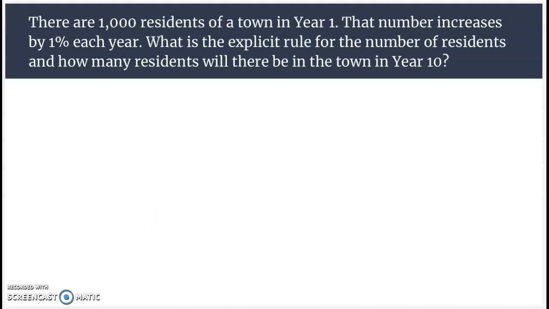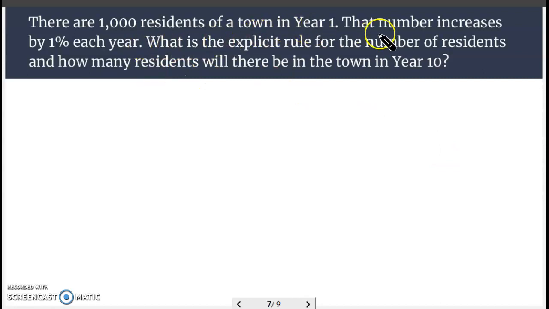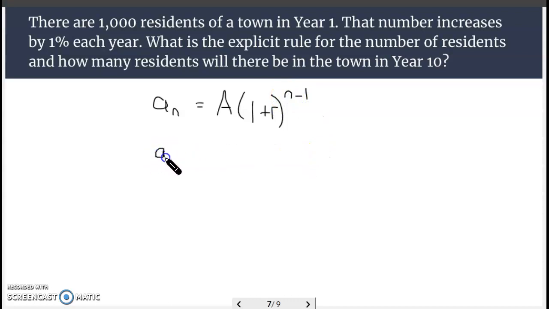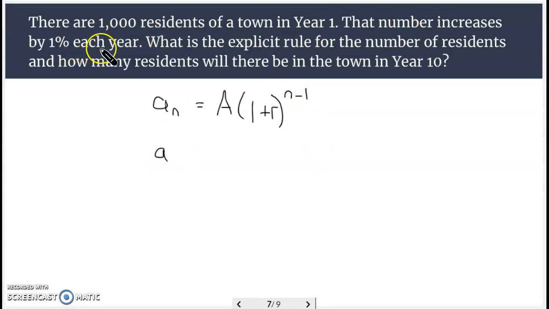All right, let's go to our next problem here. It says there are 1,000 residents in the town in year 1. That number increases 1% each year. What's the explicit rule for the number of residents, and how many residents will there be in year 10? Here's a basic formula for this: capital A, the starting amount, times 1 plus the rate, and then we do n minus 1. This is exponential growth.